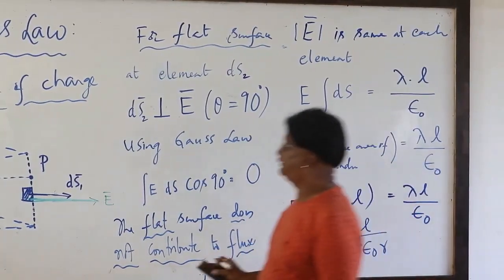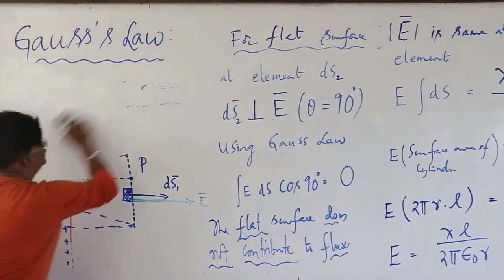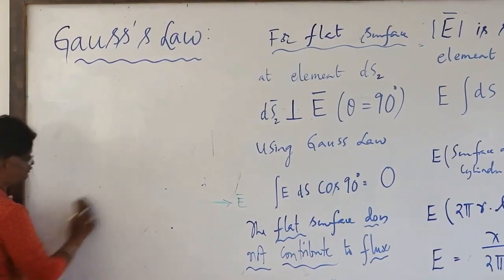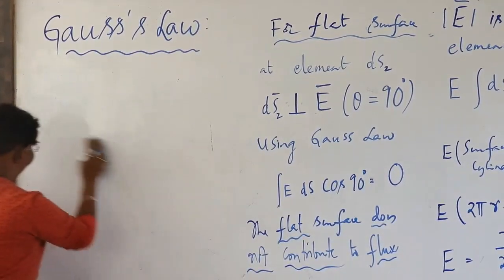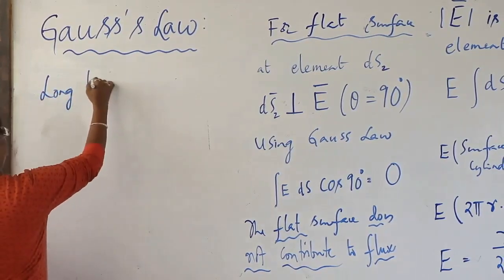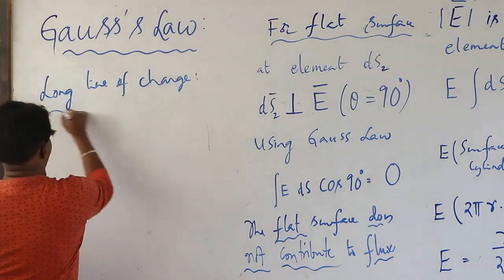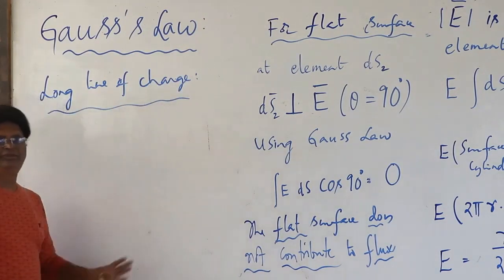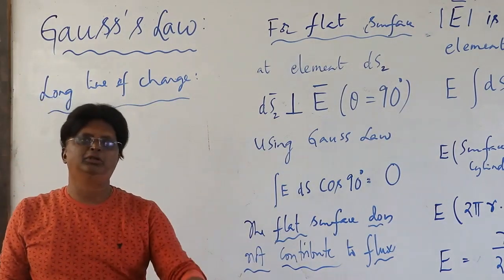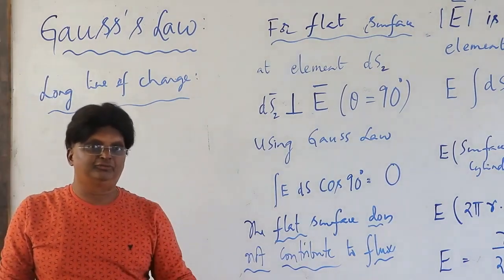So I am now finally writing the result. The result for the long line of charge. Remember, long line of charge we have taken. No finite length here. We have seen the derivation part. Now, what you will do is make it into your small notebook and practice it time and again. Periodic repetition of the concept.